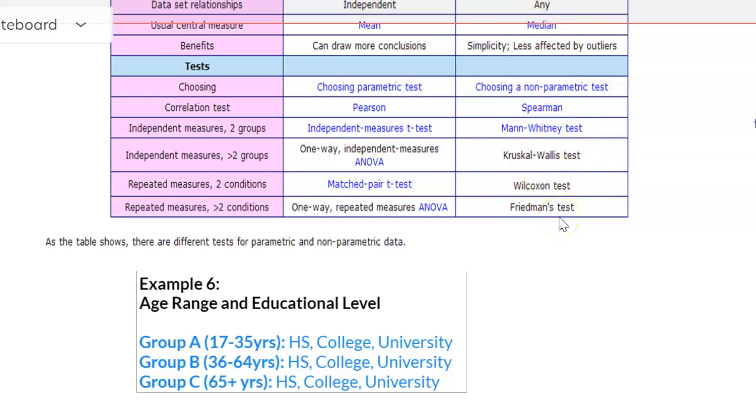Now let's figure out how many groups we have. We have 1, 2, 3. 3 groups, so let's look over here. 3 groups, more than 2 groups, and I'm only getting the answer once. I'm only asking them once. I'm not going to ask them again next year or the year after. The type of test, according to this table, is the Kruskal-Wallis test.